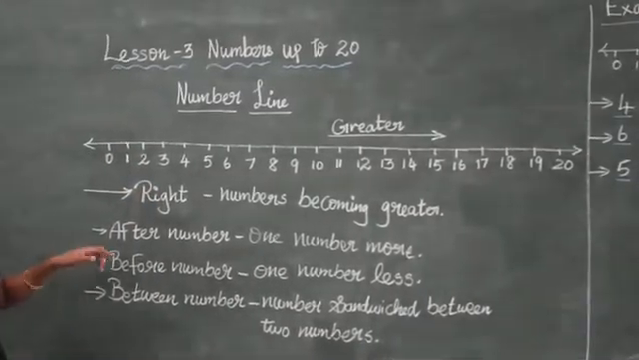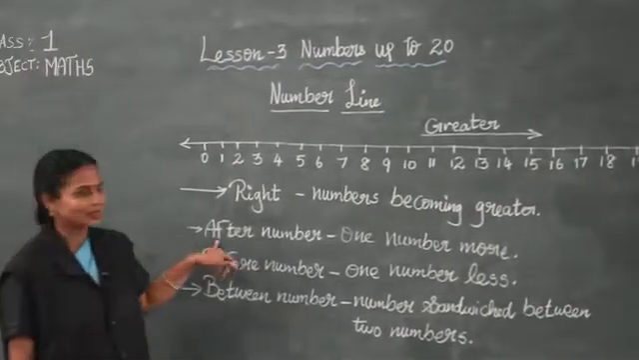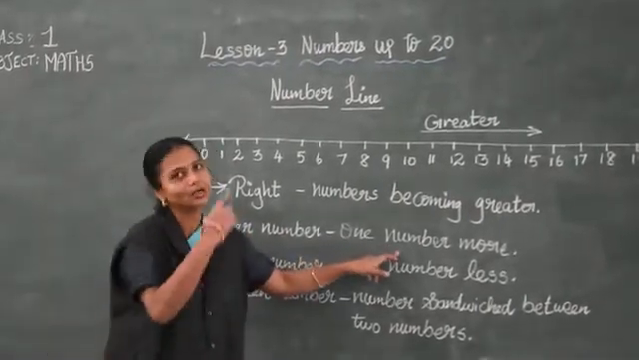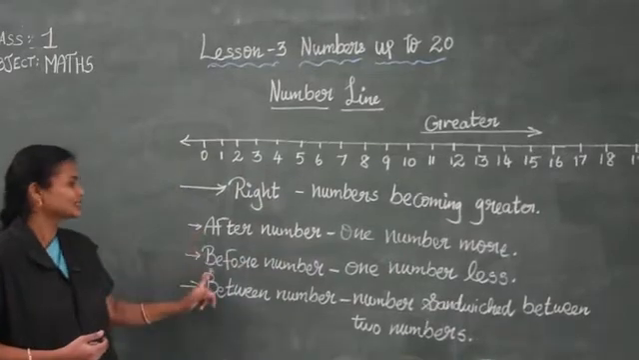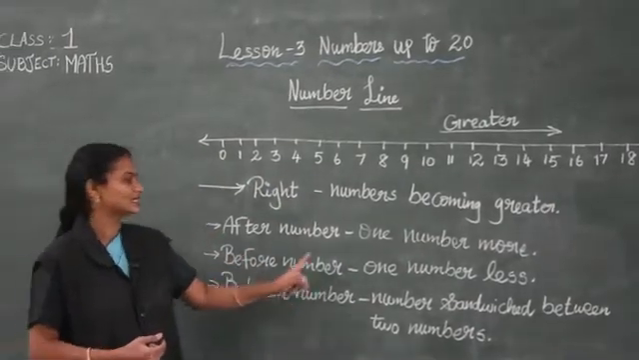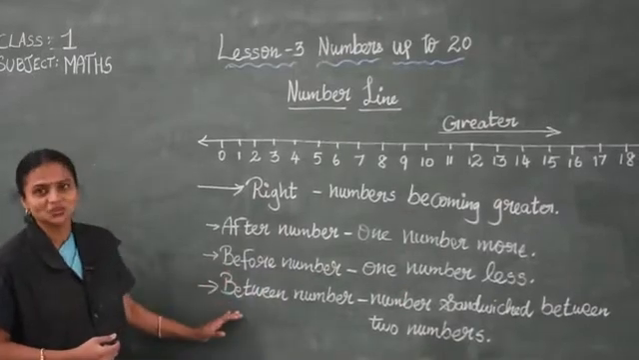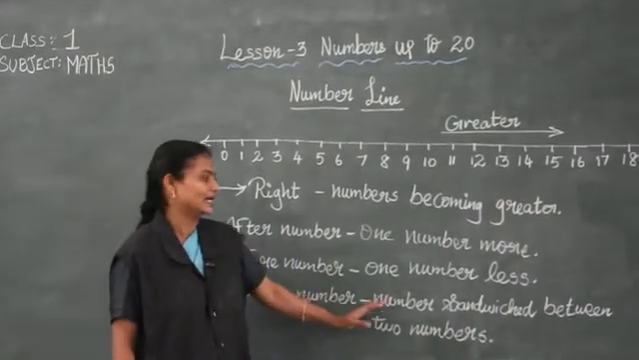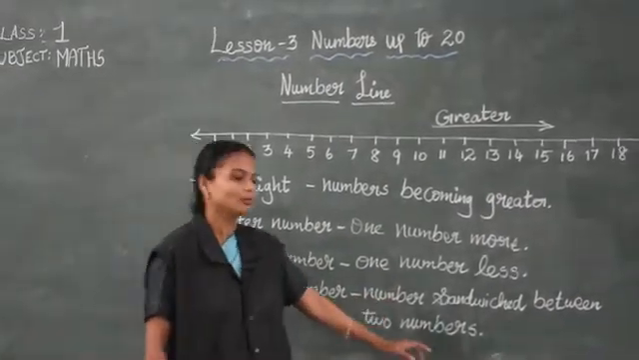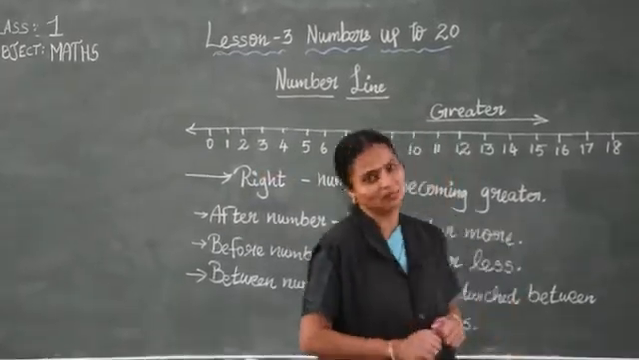What is meant by after number? It is nothing but one number more. And what is before number? It is one number less. And what is between number? It is a number sandwiched between the two numbers.